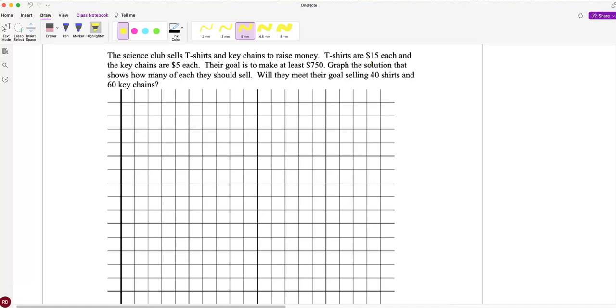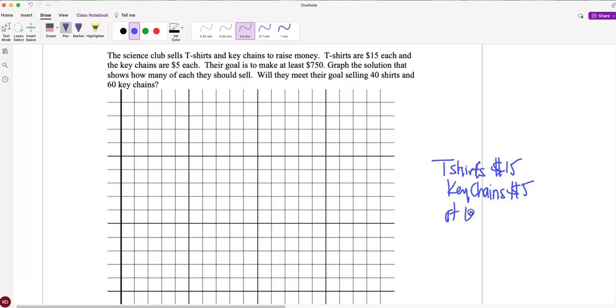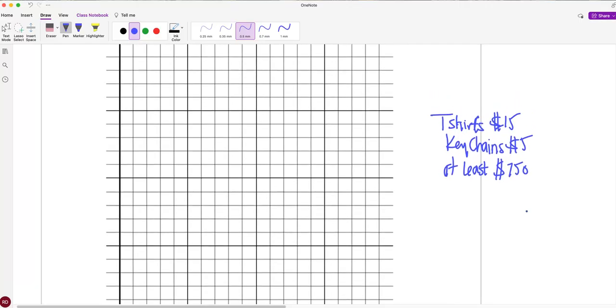The Science Club sells t-shirts and keychains to raise money. T-shirts are $15 each. So what have I got going on here? I've got t-shirts at $15 each, and I've got keychains at $5 each. Okay. And my goal is to make at least $750. Okay. Graph the solution that shows how many they should sell. Will they meet their goal if they sell 40 shirts and 60 keychains?